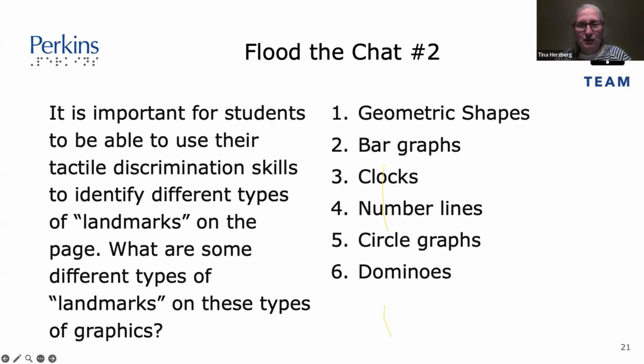And so we have 6. You get to choose. Maybe you want to write about what should they look for on geometric shapes? What are the landmarks on bar graphs? How about clocks, number lines, circle graphs, and dominoes? First of all, start your response with, if you're doing shapes, put shapes, and then tell me what are the things that you're teaching your students that you want them to really target? And let's see if we come up with some similarities.